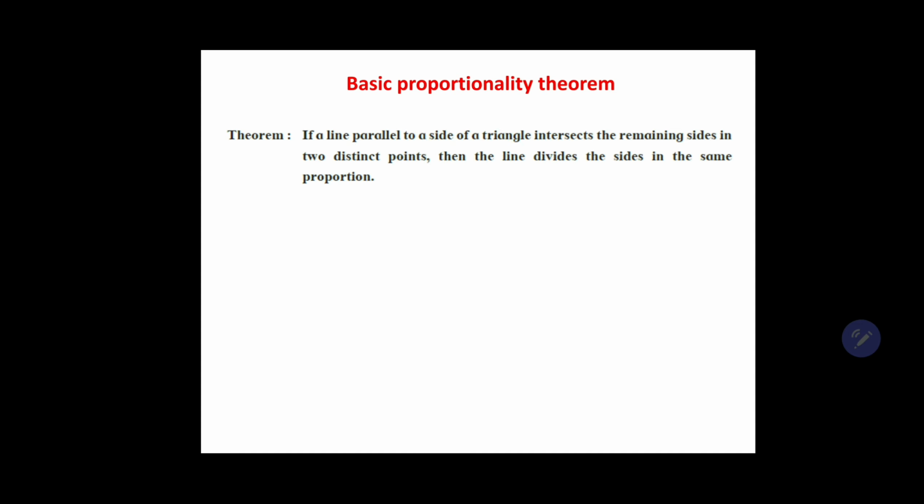Now the next theorem is the basic proportionality theorem. It is about a triangle, so let's see first what the property is. If a line parallel to a side of a triangle intersects the remaining sides in two distinct points, then the line divides the sides in the same proportion. To illustrate this, we will have a diagram.